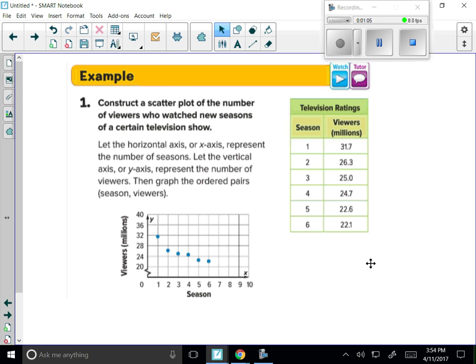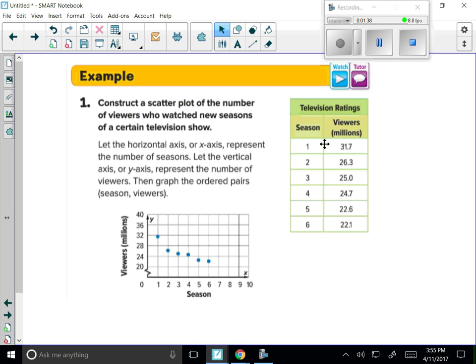Example 1, make sure you follow along. Construct a scatter plot of the number of viewers who watch new seasons of a certain television show. So right here, it's going to break it down for us. We have to make a scatter plot, which means we need a graph of some sort. So here, if you look, the horizontal axis, or the x-axis, so the one going left and right, side to side, represents the number of seasons. So we're talking about a television show here. Now the vertical axis, or the y-axis, represents the number of viewers. And now we're going to graph the ordered pairs, seasons and viewers.